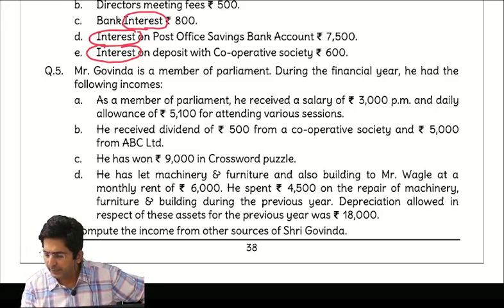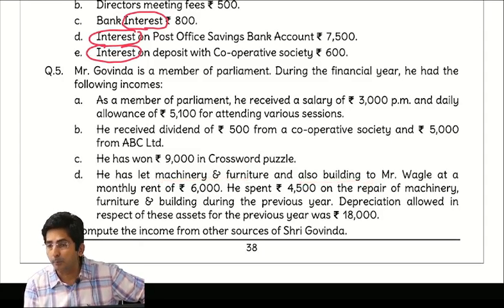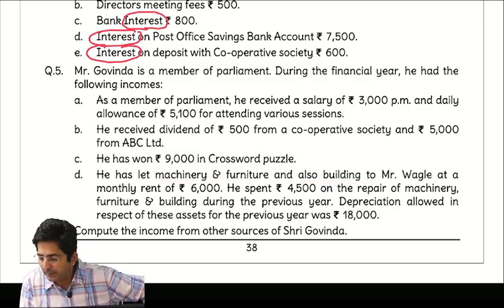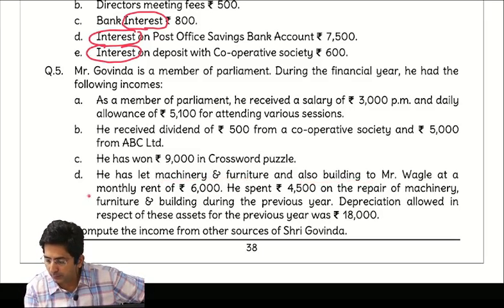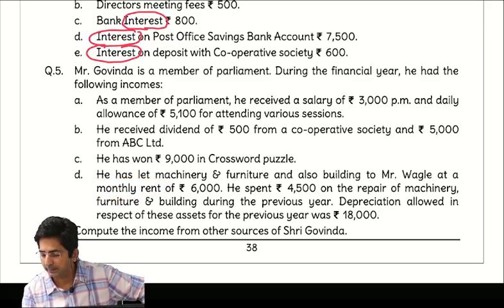Then winnings from crossword, taxable winnings. Then he has let machinery, furniture and also building. See, whenever it is building plus other asset, it is composite rent. To Mr. Wagle, at a monthly rent, did you notice it is monthly rent? So you will have to multiply by 12. 72,000. And then expenditure you will minus.